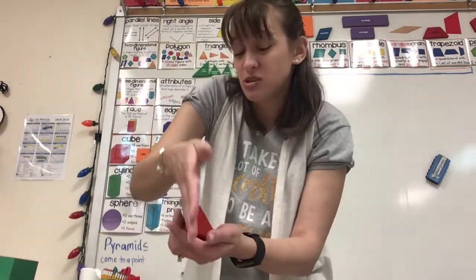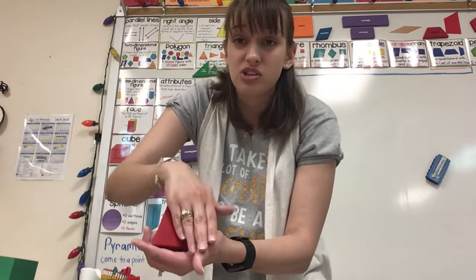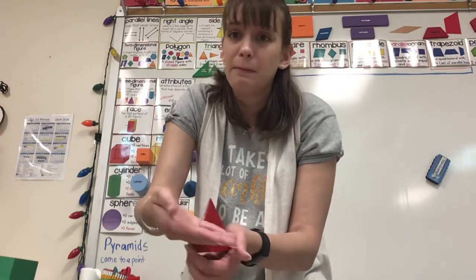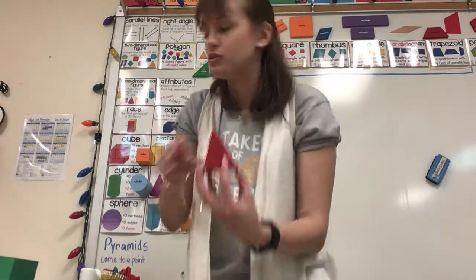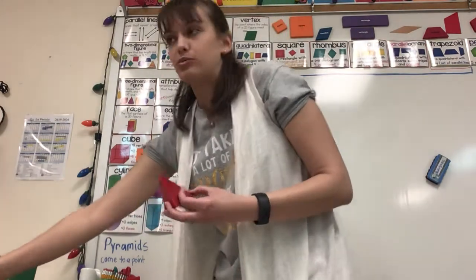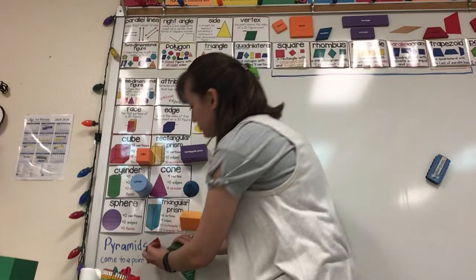I could cut it this way, and the inside's a triangle like the outside, but I can't cut the top off and the top be equivalent to the bottom. So a pyramid is a pyramid, it's not a prism. They're not the same thing. Pyramids come to a point.